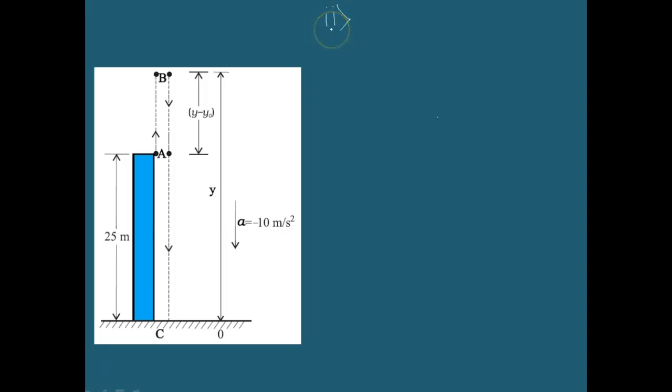The total time taken can also be calculated by noting the coordinates of the initial and final positions of the ball with respect to the origin chosen, and using the equation y is equal to y naught plus v naught t plus half a t square. Here, by noting the initial and final positions, we can calculate the time taken.